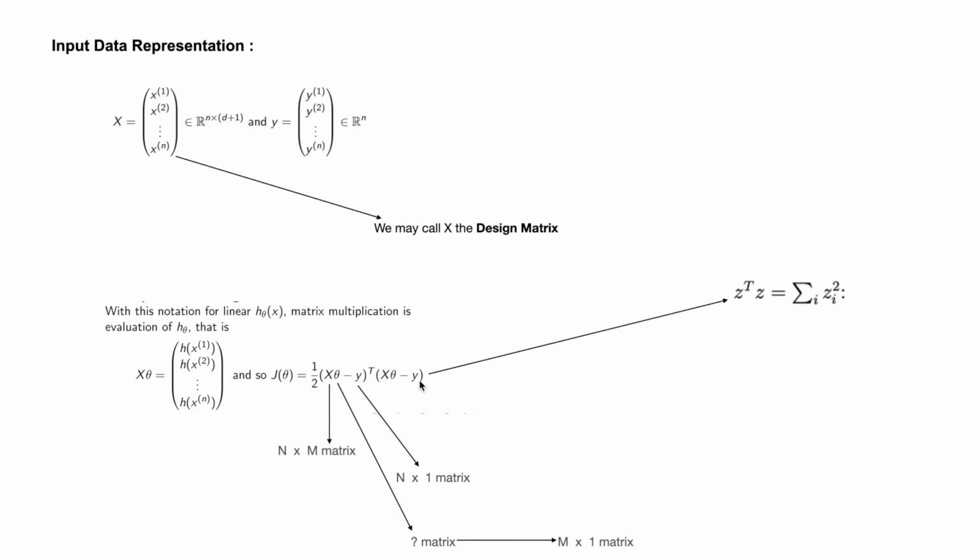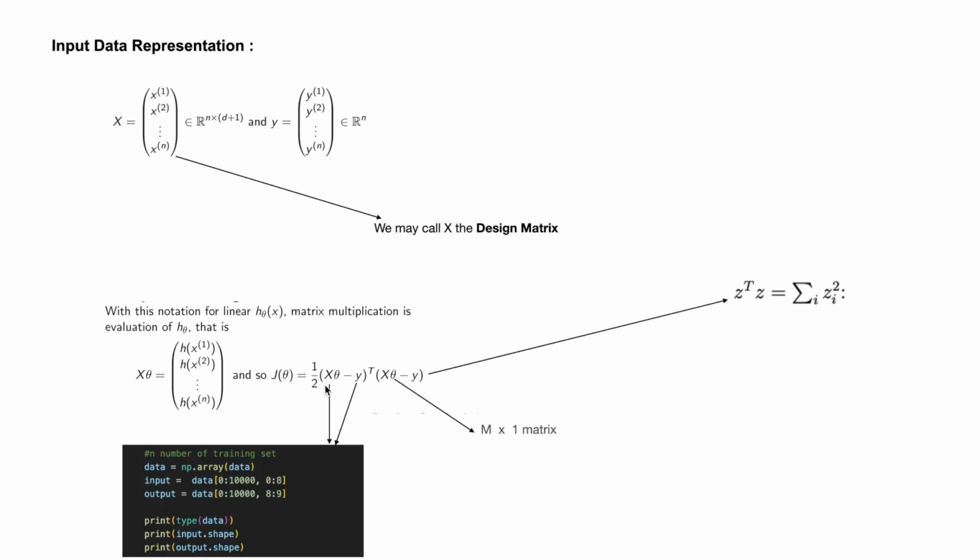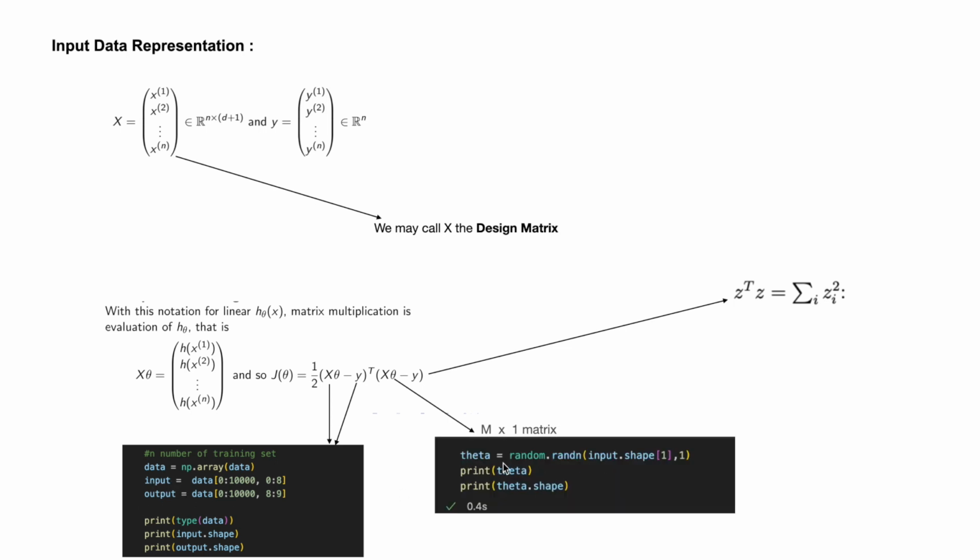After that, if you do the dot product of these two, you will get one value, a 1 by 1 matrix, which is going to be one value, and that will be your loss. We are going to do the programming of this as well, which is very easy to do. So like this, we have input, and we have this output, and then we have this theta, and theta is nothing, it's just random values.